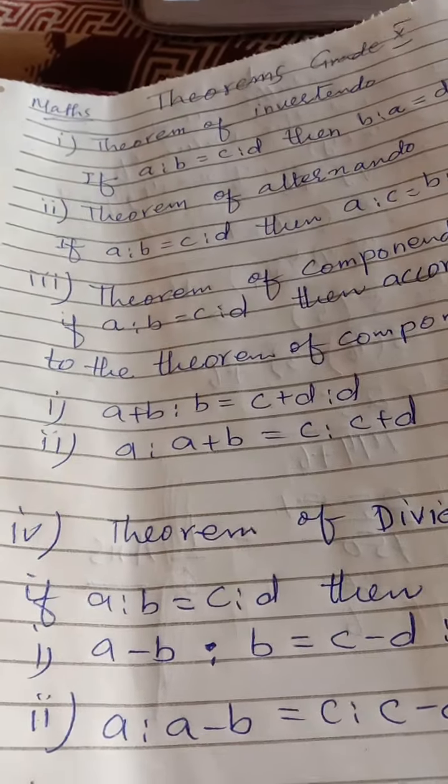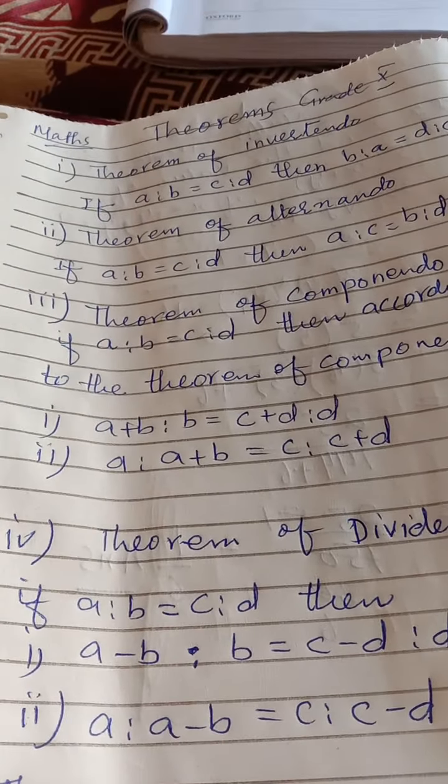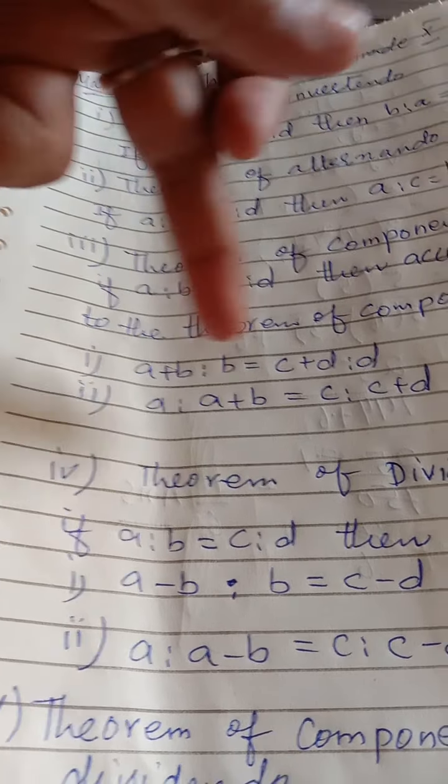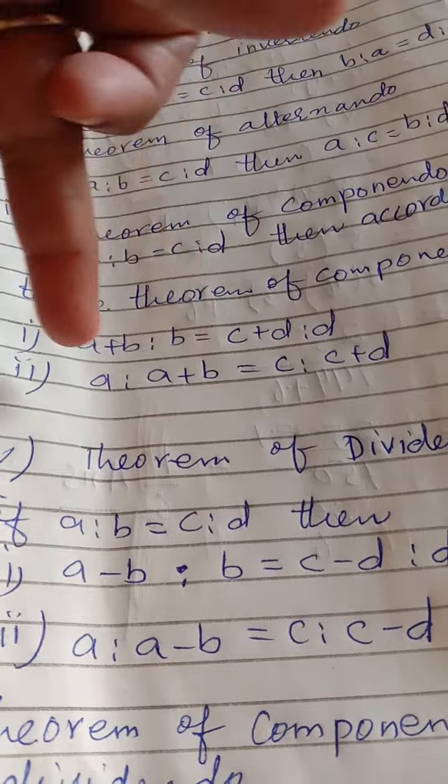We have proved it by taking four numbers, and you can understand these theorems easily if you take four numbers, and you can understand that their values are equal in this way also.